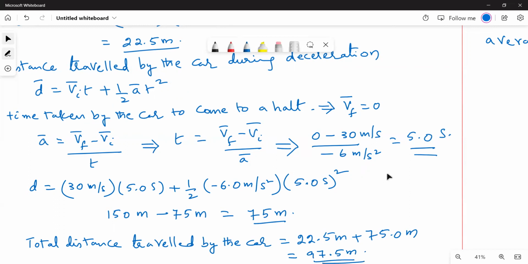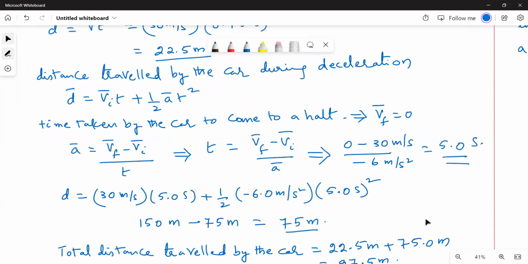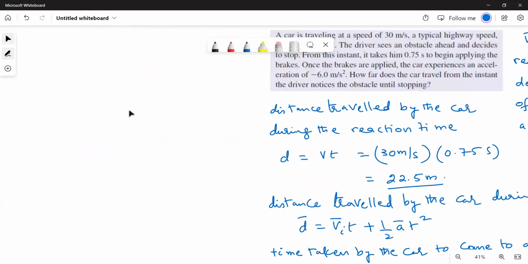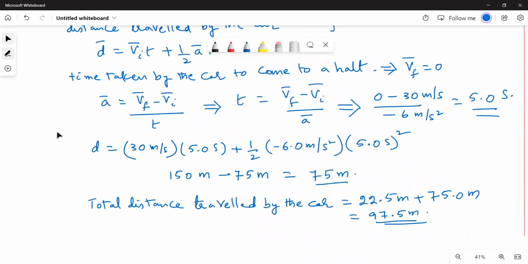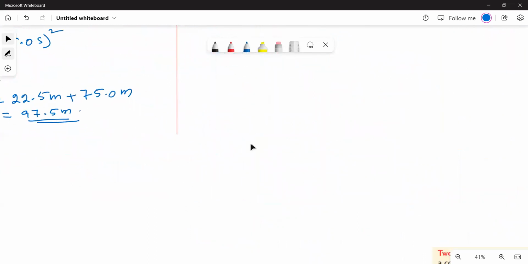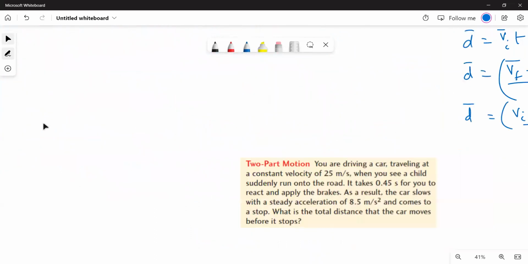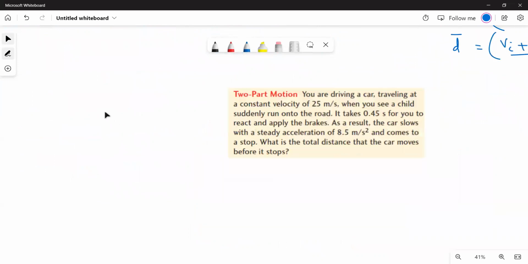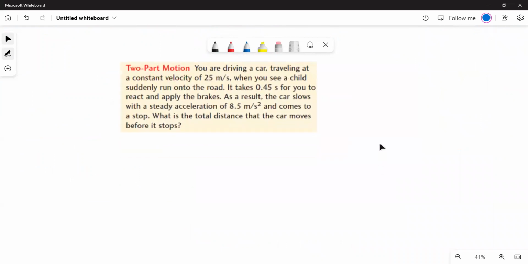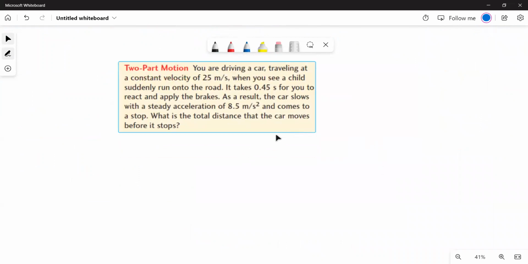Now I give one problem for practice. The same kind of problem. This is a bit difficult problem. That is why I give a similar kind of problem for you to practice, and you try to do it. I think you will not find any difficulty in doing the problem, because it is the same problem, just the numbers are different.